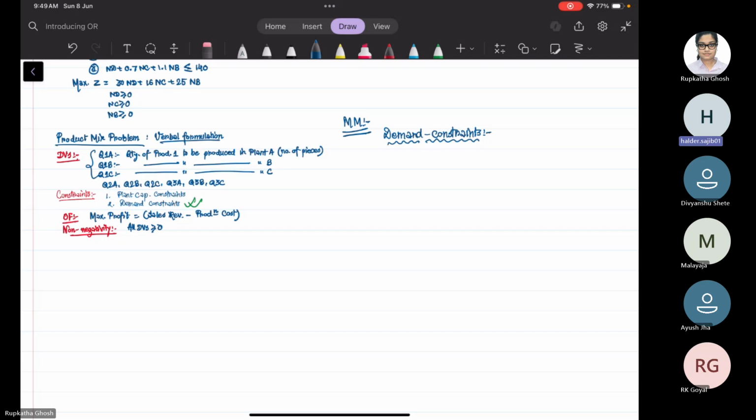So earlier we have seen variables like X, Y, Z. There is no variable name like this here; it is only 1, 2, 3 or A, B, C. So how can we write? We can write Q1A, Q1B, Q1C, Q2A, Q2B, Q2C, Q3A, Q3B, Q3C.